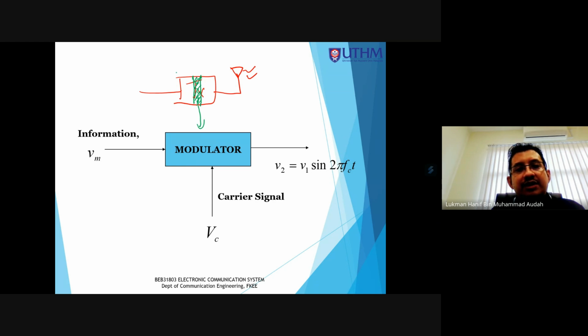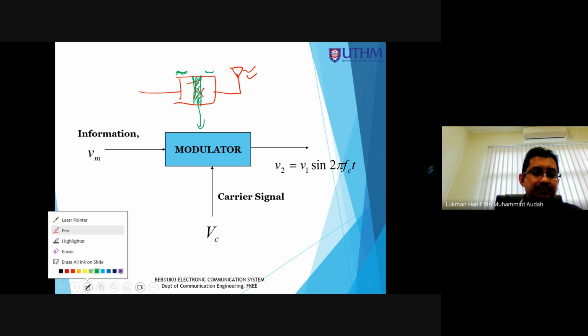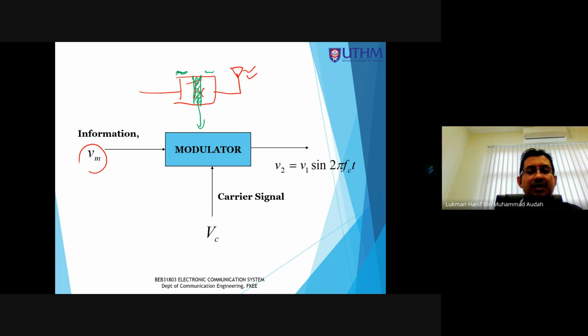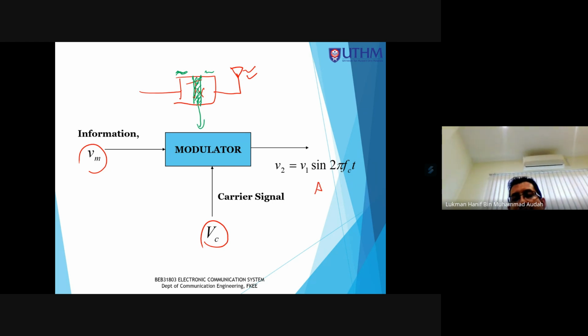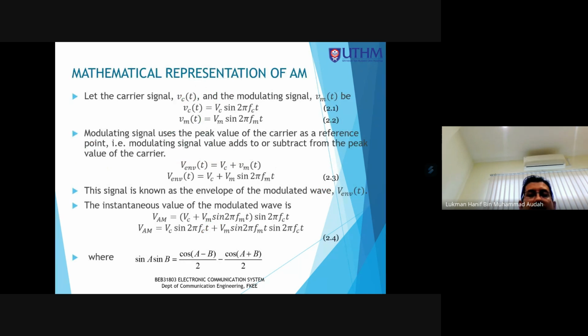There are many other processes that happen before the modulator and after the modulator. The modulator is only a part of the transmitter. So we have the input message, VM, and we also have the carrier signal, which together produce an AM signal at the output. And these are the equations. This is the general equation for AM.